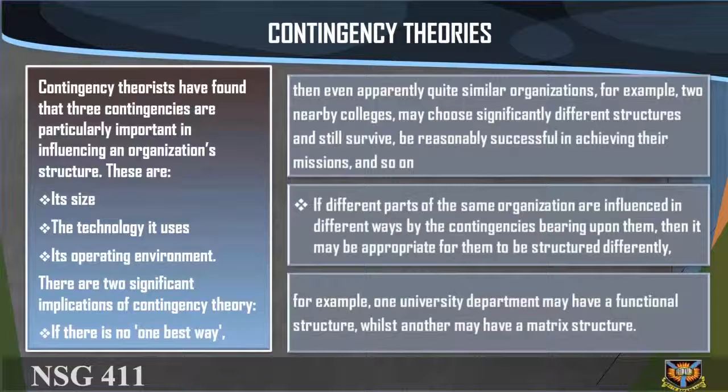If there is no one best way, then even apparently quite similar organizations, for example, 2 nearby colleges, may choose significantly different structures and still survive, be reasonably successful in achieving their missions, and so on. If different parts of the same organization are influenced in different ways by the contingencies bearing upon them, then it may be appropriate for them to be structured differently. For example, one university department may have a functional structure, whilst another may have a matrix structure.